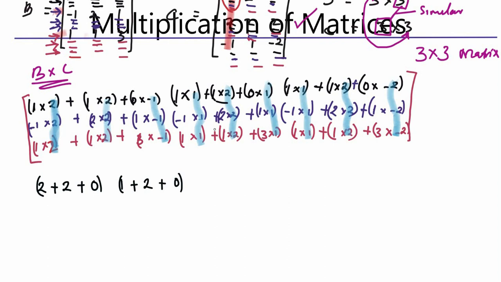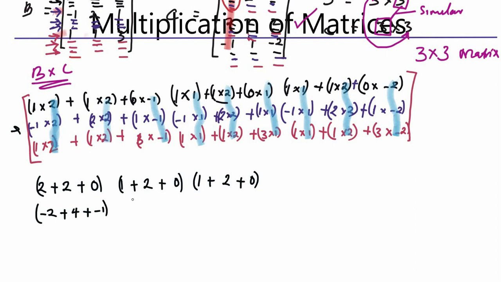Then we have 1 times 1, which is 1. We add it to 1 times 2, which is 2, and we add it to 0 times minus 2, which is 0. In our second row, we have minus 1 times 2, which is minus 2. We are adding it to 2 times 2, which is 4, and we are adding it to 1 times minus 1, which is minus 1.